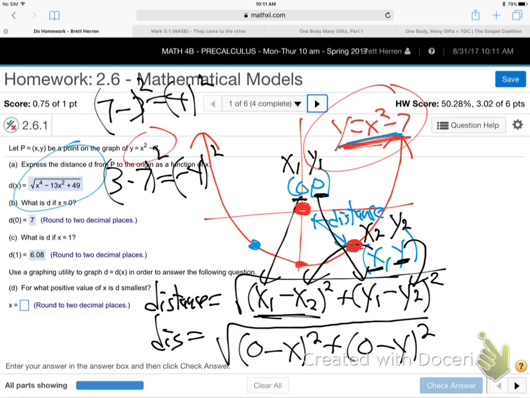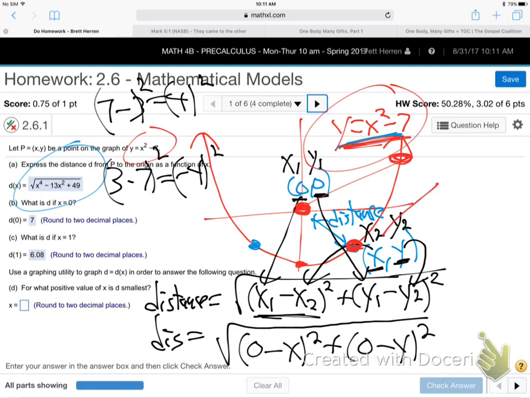Going back to the original, what's tricky on this is you've got to keep two graphs in your mind at the same time and understand what they're both saying. This is the graph y equals x squared minus 7, the original, right? And we're trying to find the point that has the lowest distance from the origin. It's certainly not that point. That point's pretty far away from the origin. It's something around in here that has the closest minimum distance from the origin. That's the point we're trying to find.